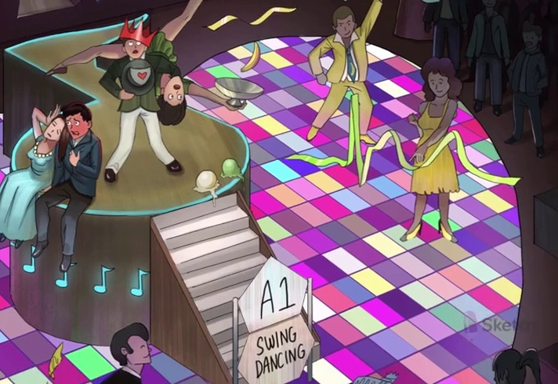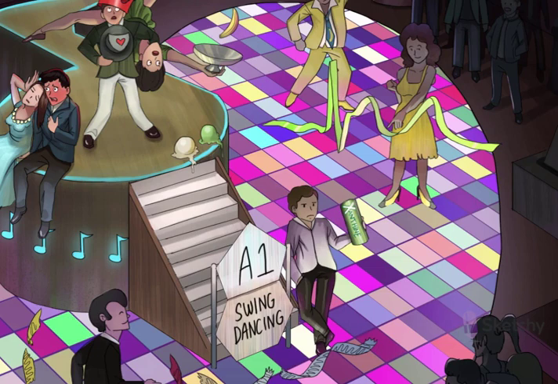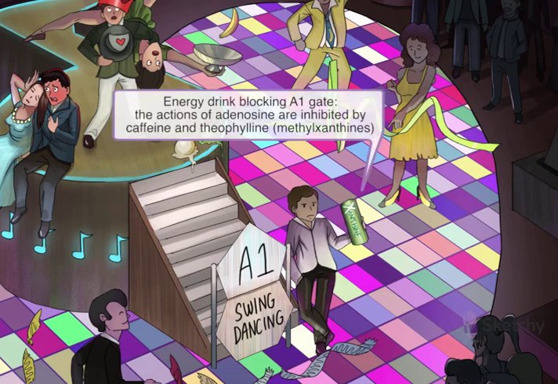Adenosine is less effective in the presence of theophylline or caffeine because they act as adenosine receptor blockers. These drugs are known as methylxanthines, and we'll learn more about their uses in the Sketchy Farm asthma video. For now, just focus on this kid leaning up against that A1 adenosine receptor gate, drinking that xanthine energy drink. No swing dancing for him.